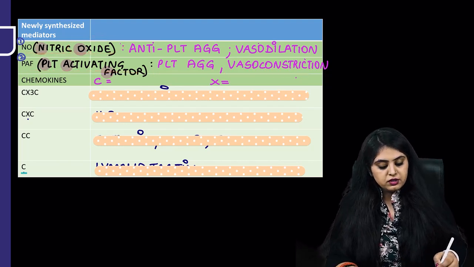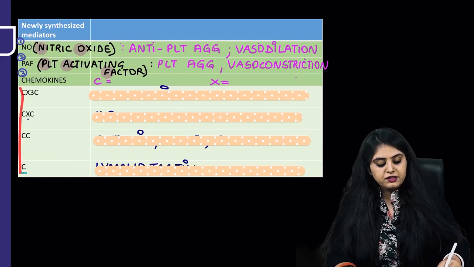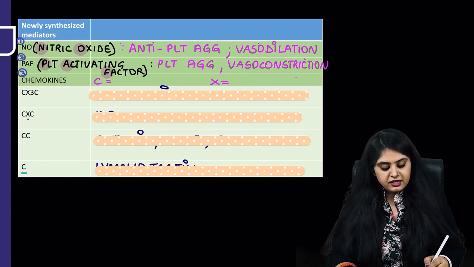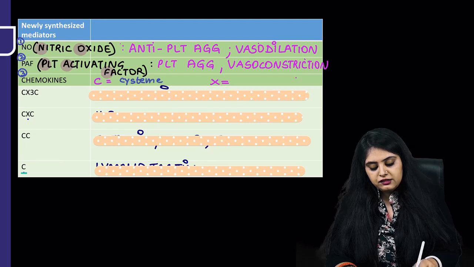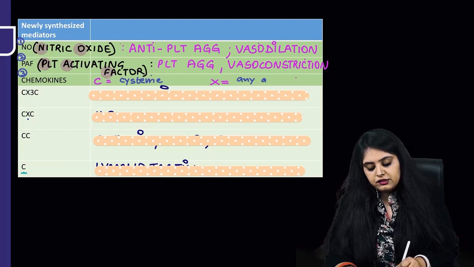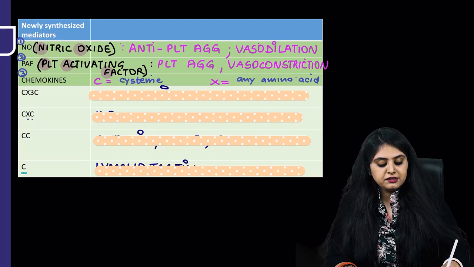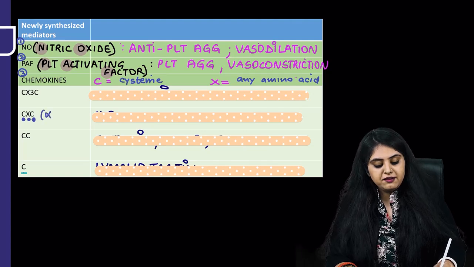Now let's move to the third one, which is chemokines. If you see all of the chemokines, I can see two alphabets. I can see a lot of C's and a lot of X's, right? So remember, the C stands for cysteine and the X stands for any amino acid on this planet, which you don't have to learn. Now we will start from here. The first one is CXC, meaning there are 2 cysteines and 1 amino acid. This is known as alpha chemokine.